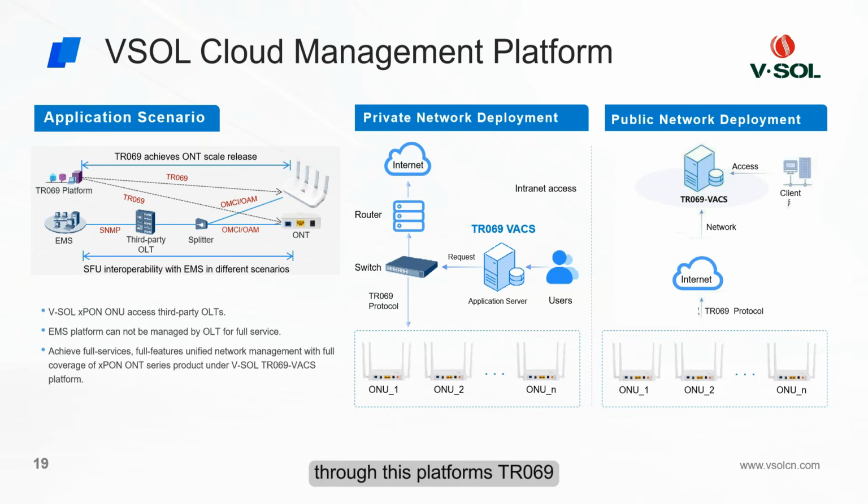Through this platform's TR069, ONUs can be directly managed, making it more convenient to manage when using ONU or OLT from different vendors. This platform recommends deploying to cloud servers for public network management. If users do not have resources, they can deploy servers to the internal network and install and deploy according to their own needs. At present, this platform can only be installed on Linux systems.